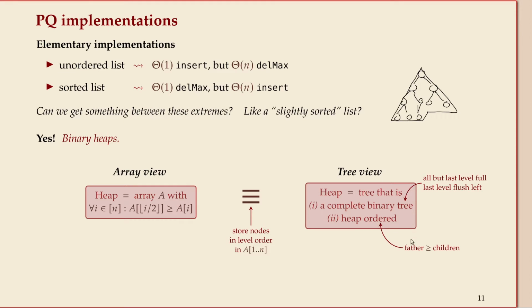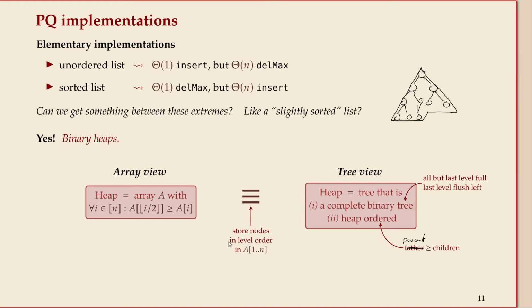And heap ordered, which means that the keys, whenever I compare two keys, and one is the father of the other, the parent of the other, I should really use the gender neutral version here. Doesn't matter. So if the parent has a key and the child has a key, then the parent key must be bigger.